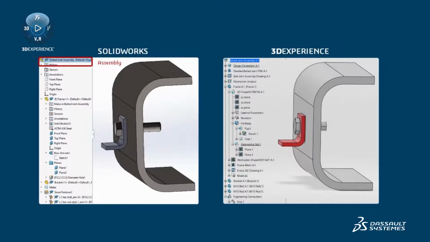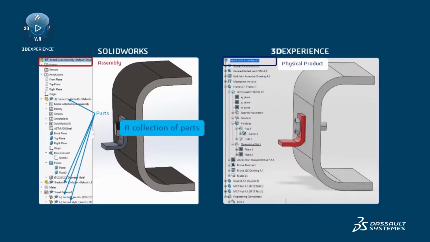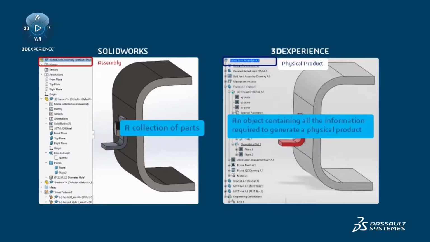In SOLIDWORKS, the assembly is a 3D representation of our load transfer device. It is a collection of the parts associated with the load transfer device. To model an assembly, 3DEXPERIENCE utilizes an object called a physical product. The physical product contains all the information required to create the load transfer device. The icon for a physical product looks like two assembled blocks.